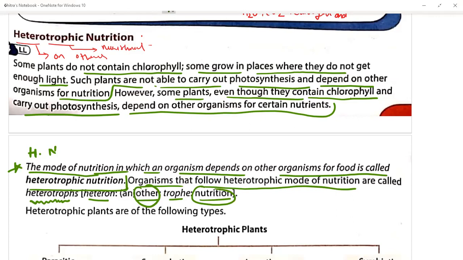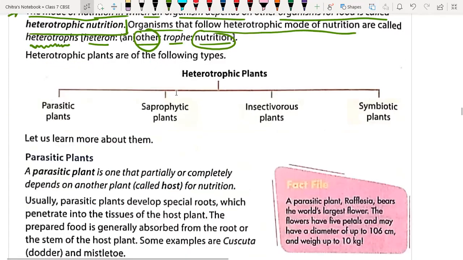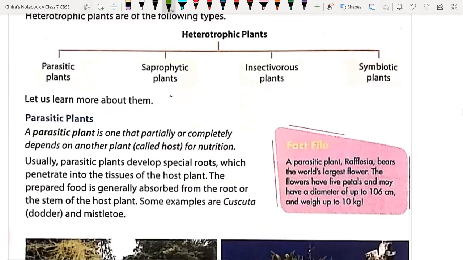Now we are going to discuss the different types of heterotrophic plants. Here we have four main types of heterotrophic plants. Number one, parasitic plant. Number two, saprophytic plant. Number three, insectivorous plant. And number four, symbiotic plant. Again, it is very important to understand this. First we will discuss the parasitic plant.